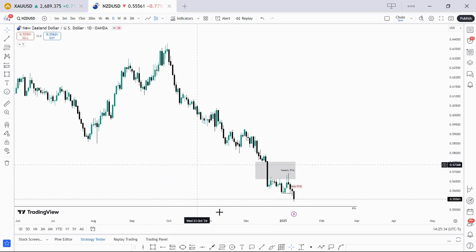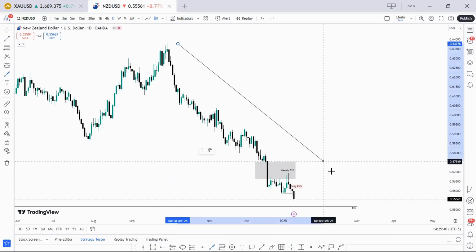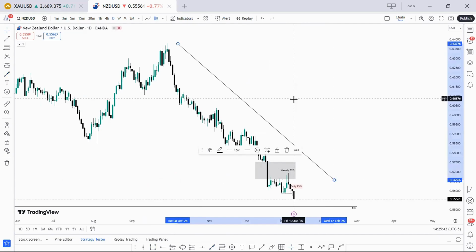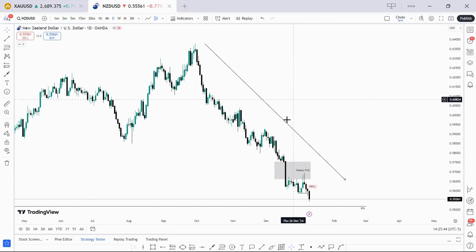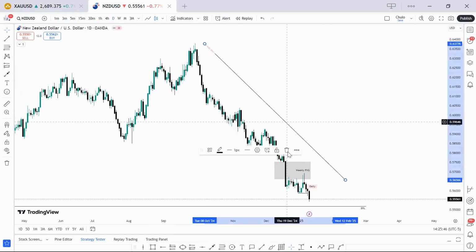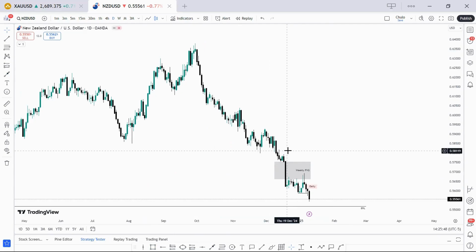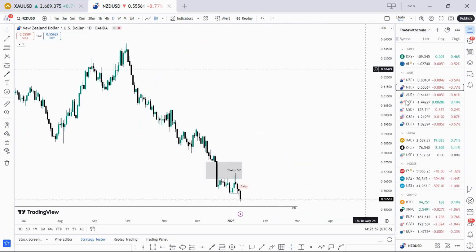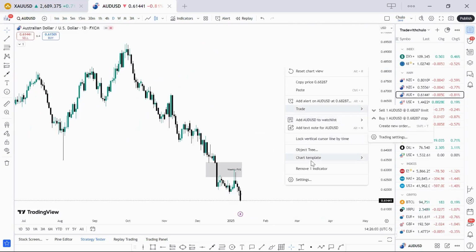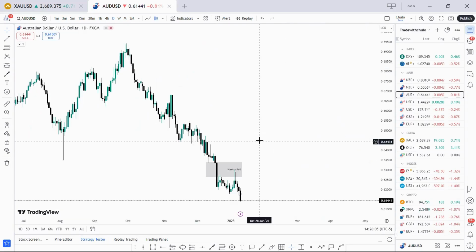Just like I said on NZD card, the order flow here, we are still bearish. So NZD card, NZDUSD, I'm bearish on these pairs. And the next pair I'll be looking at right now is AUDUSD. Remove all the drawings.